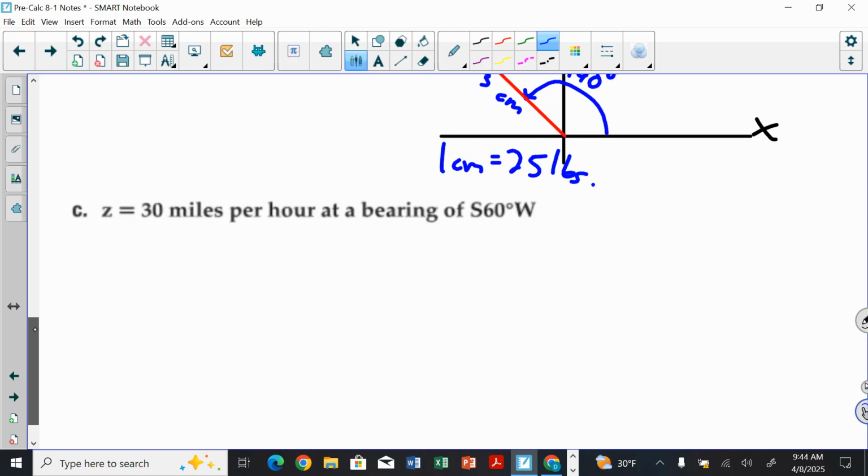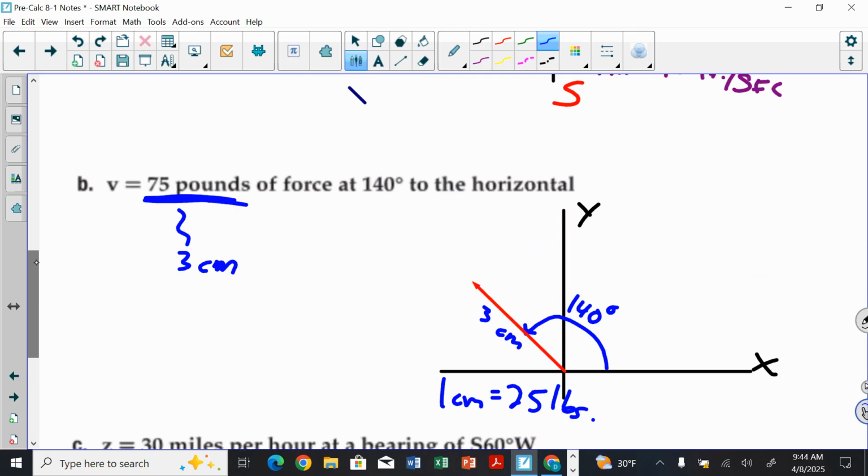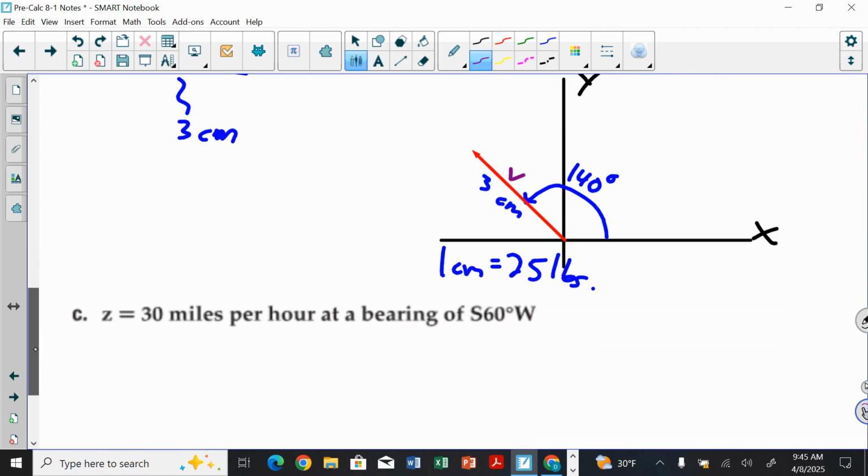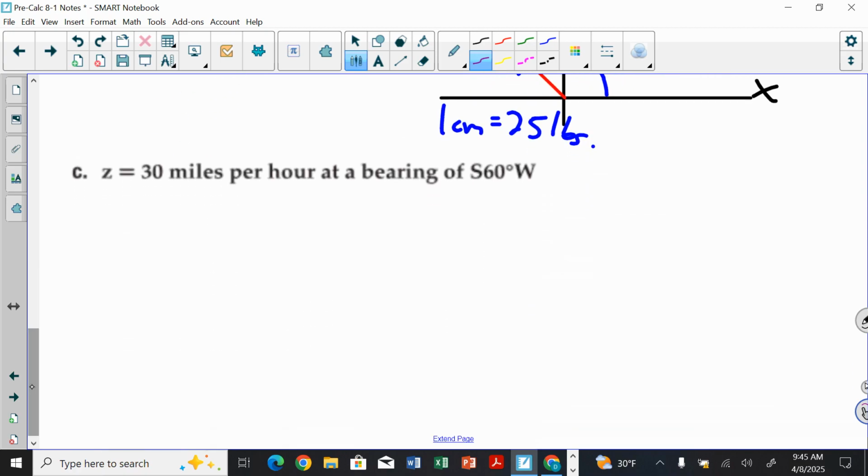All right, Z is equal, and oh, I didn't label the vector. It was V, right? Because that was what we labeled it here. All right, so the last one, I've got Z is 30 miles per hour at a bearing of south 60 degrees west. So that means basically 60 degrees southwest or 60 degrees west of south, if you ever want to say that, okay?